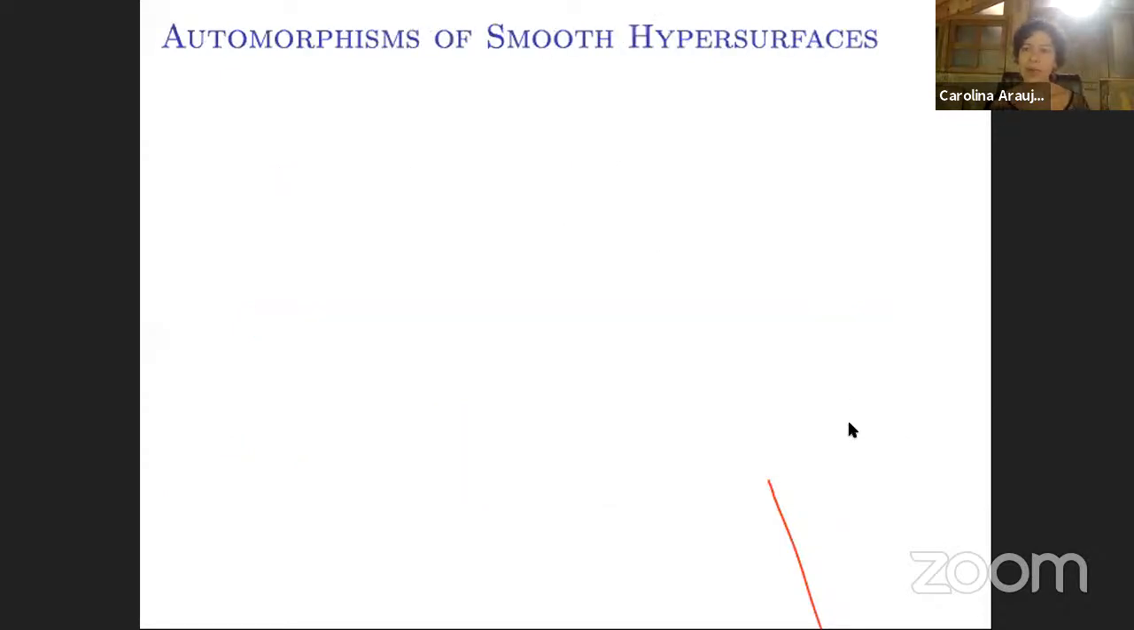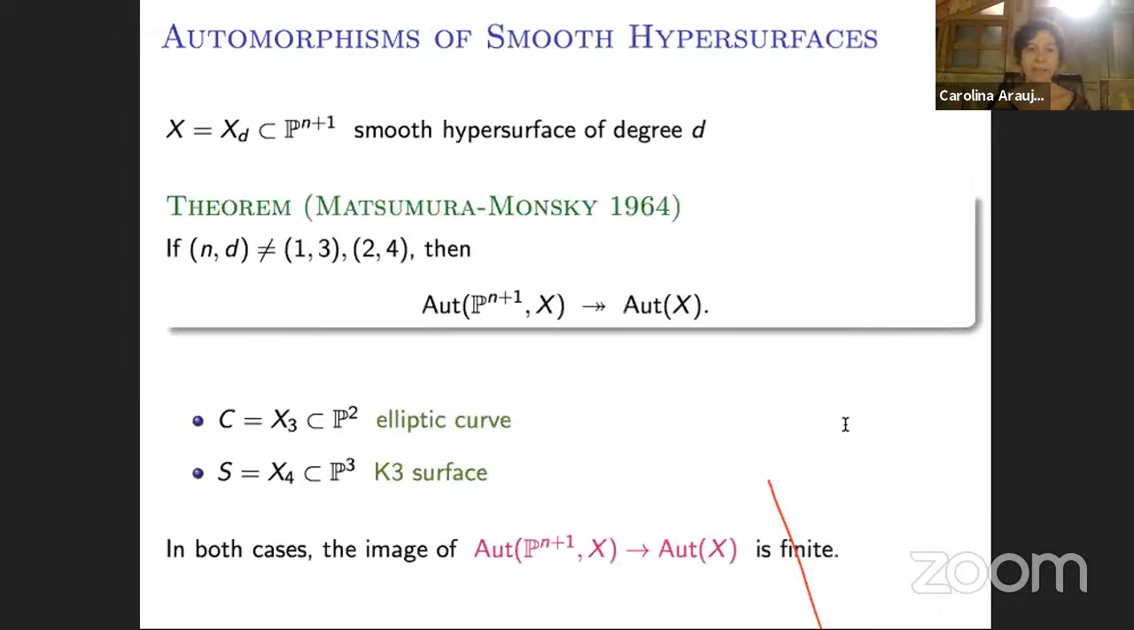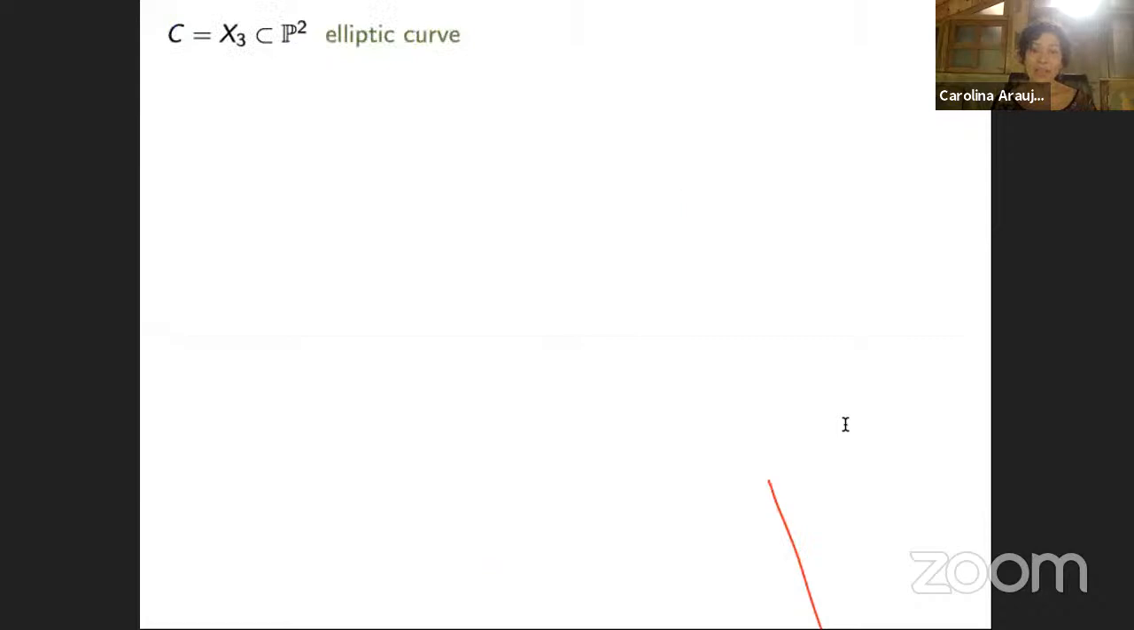And now let me go back and put this theory of birational transformations together, linked with the theory of automorphisms of smooth hypersurfaces. I recall what we saw before: if you have a smooth hypersurface of degree D, except in the case of an elliptic curve, a cubic in P2, and a K3 surface, a quartic in P3, the automorphism group is induced by linear automorphisms of the ambient space. Now let's see what happens in the case of an elliptic curve.